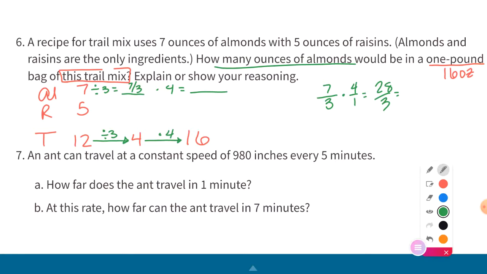3 goes into 28. How many times? 9 with 1 left over. So 9 1/3 ounces was your answer. Why would you not want to give that as a decimal? Because it's a repeating decimal. What repeating decimal? 0.3 repeating.